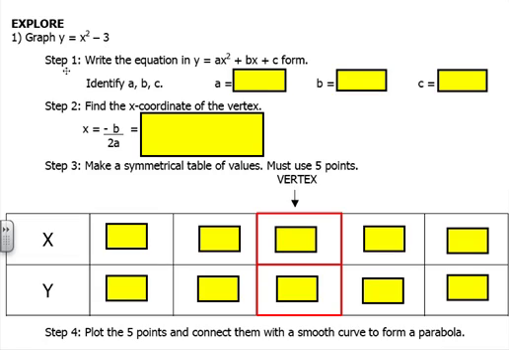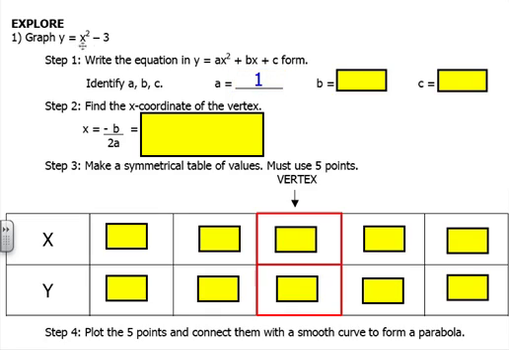In the first step, what you want to do is make sure that it's in this form, y equals ax squared plus bx plus c form. So what you want to do first is identify the a, b, c variables. The a is the coefficient for x squared. In this case, our coefficient for a is 1.